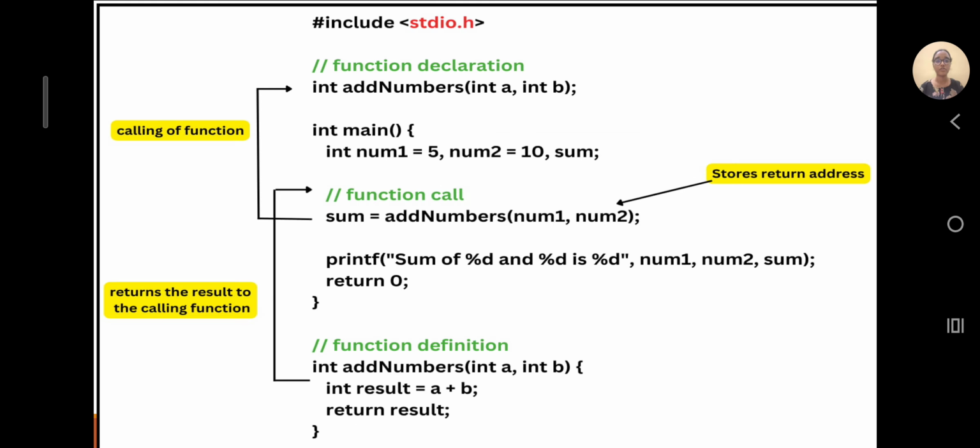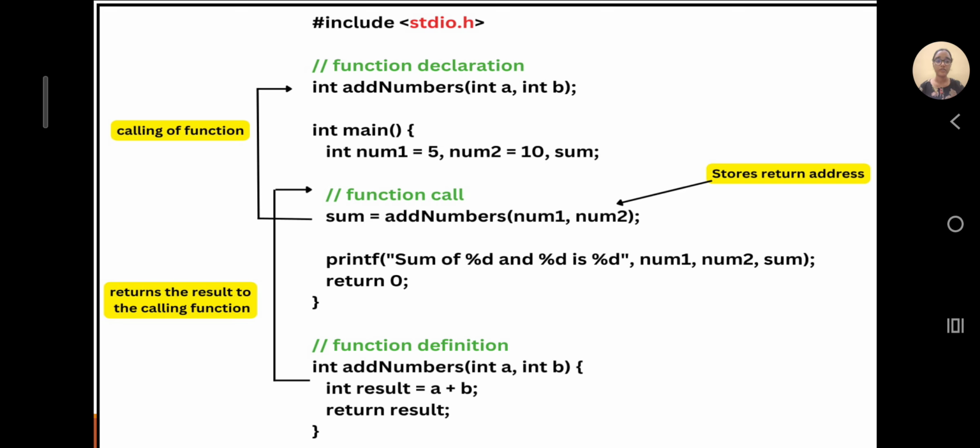Let's see a program on this function. While writing a program, first we have to declare the function, function call and function definition. #include <stdio.h>, the standard input-output header file. int addNumbers(int a, int b). Here int is data type, addNumbers is function name, int a, int b are data types of parameters. In int main, int num1 is 5 and num2 is taken, then their sum. sum = addNumbers(num1, num2).